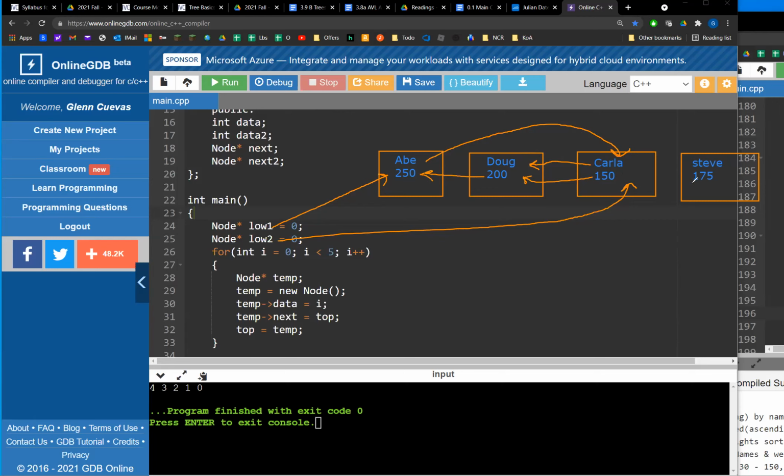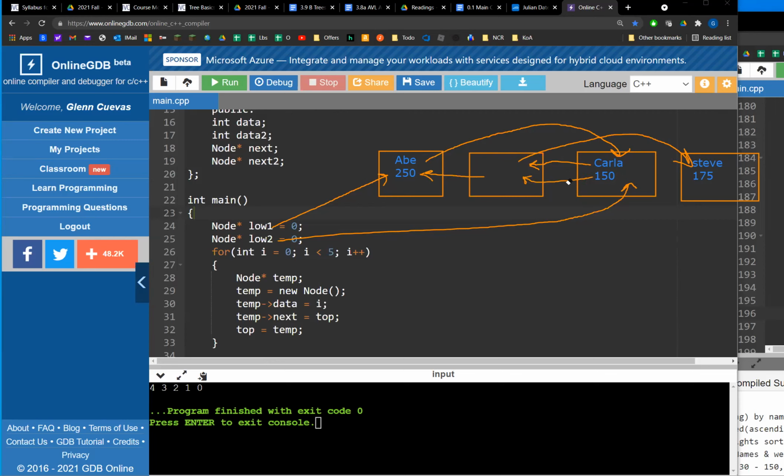All right, and Steve comes in. So Steve's bigger than Abe, bigger than Carla, bigger than Doug. So Doug points to Steve. 175 is bigger than 150, so it goes in between here. So we'll have to, oh my, oh boy.